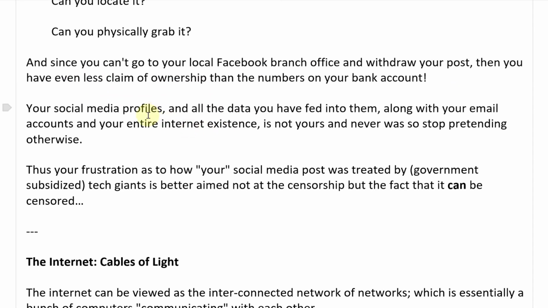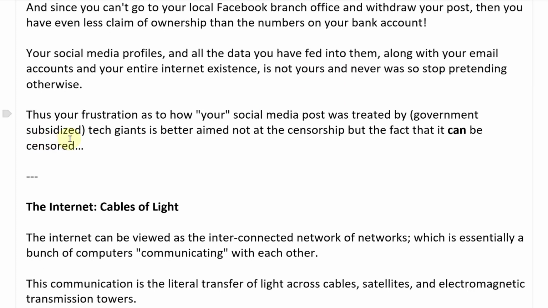Your social media profiles and all the data you have fed into them, along with your email accounts and your entire internet existence, is not yours and never was. So stop pretending otherwise. Thus your frustration as to how, quote, your social media post was treated by, in brackets, government subsidized tech giants is better aimed not at the censorship, but the fact that it can be censored. So that's the key point there.